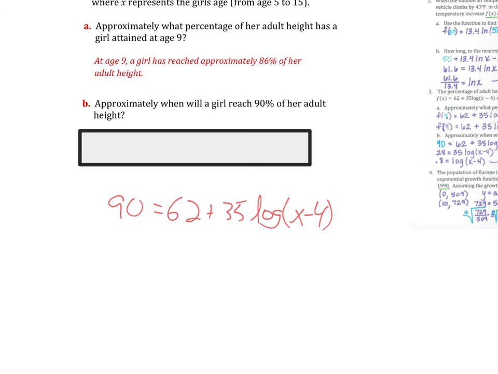And then we'd have to write this thing in exponential form because we're going to be stuck in log form. So we would have to do 10 as our base because it's a common logarithm. So we would subtract 62, and then we would divide out 35. We're going to get some decimal for that. From here, we're going to work through and solve it.